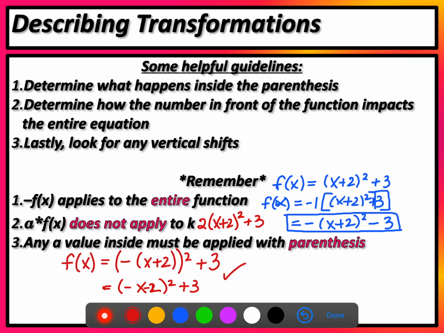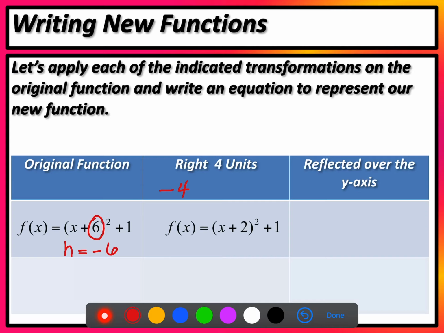I now want to take this new function. We always go from our newest step, we never go back to the original. I now want to reflect this over the y-axis. That is a horizontal transformation, which means it needs to happen on the inside. And if it's on the inside, I have to use parentheses. Again, you could simplify this inside if you wanted. We're applying a negative on the inside to get this to reflect over the y-axis.